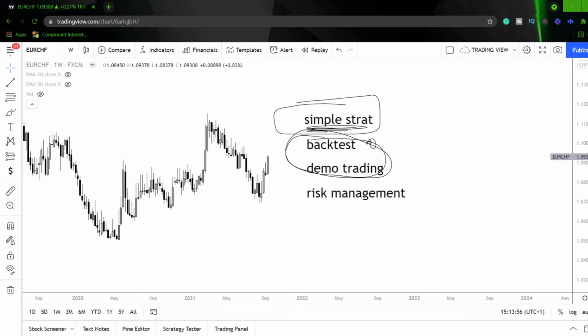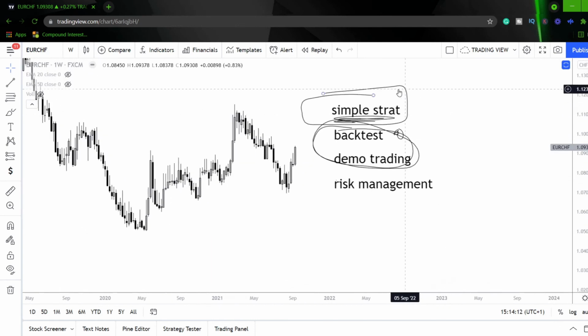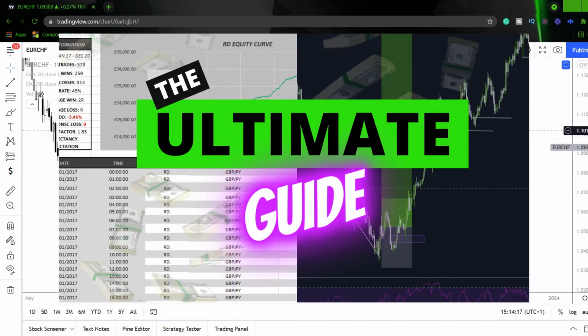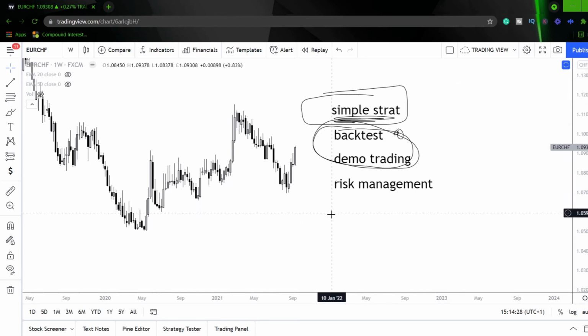Start small, start simple, prove to yourself that you can execute a very simple strategy, and then step it up. Then start adjusting targets. If you want to start taking bigger targets, take the bigger targets. Start refining your entry a little bit more, but prove to yourself that you can trade a simple strategy, back test a simple strategy, demo trade a simple strategy, and manage your risk. And then start live trading with a small amount, and prove to yourself that you can still do all of this.